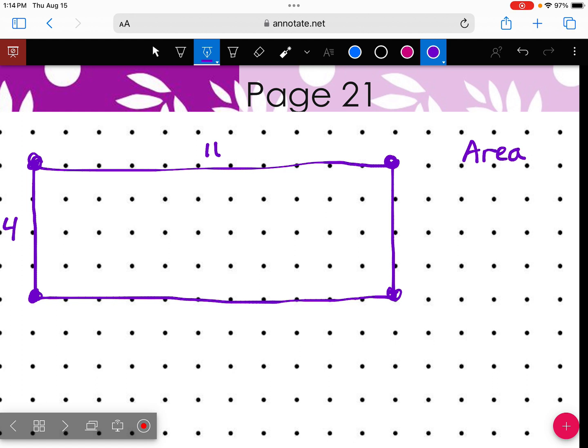So we can find our area by taking our length times our width. For me, I'm going to take my 4 times my 11 to get 44. Yours is 5 instead of 4? Oh, I count the spaces, so like 1, 2, 3, 4. You're supposed to count the spaces, but you can do however you count it. That's fine.